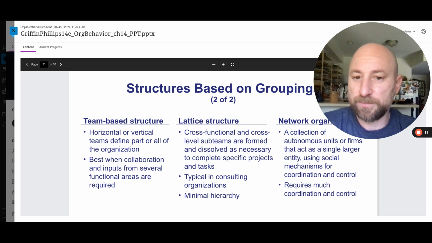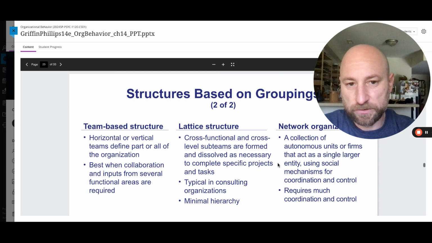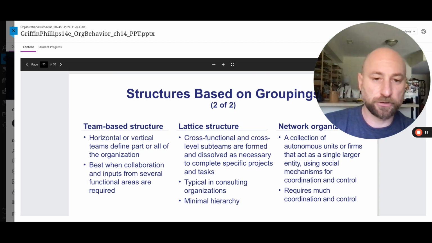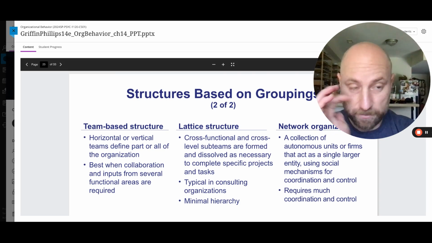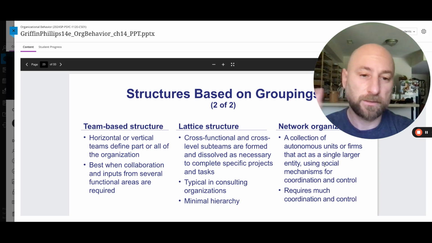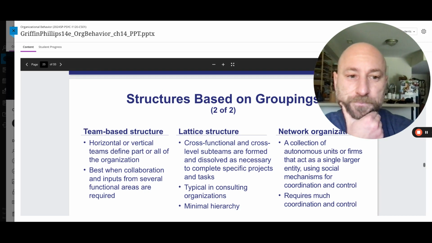This is best when collaboration and inputs from several functional areas are required. You have a lattice structure with cross-functional and cross-level subteams formed and dissolved as necessary to complete specific projects and tasks. Typical in consulting organizations, minimal hierarchy. This is kind of like a matrix structure, but it's a more free-flowing matrix structure where things can change depending on the need for a particular client, assuming you're doing consulting.